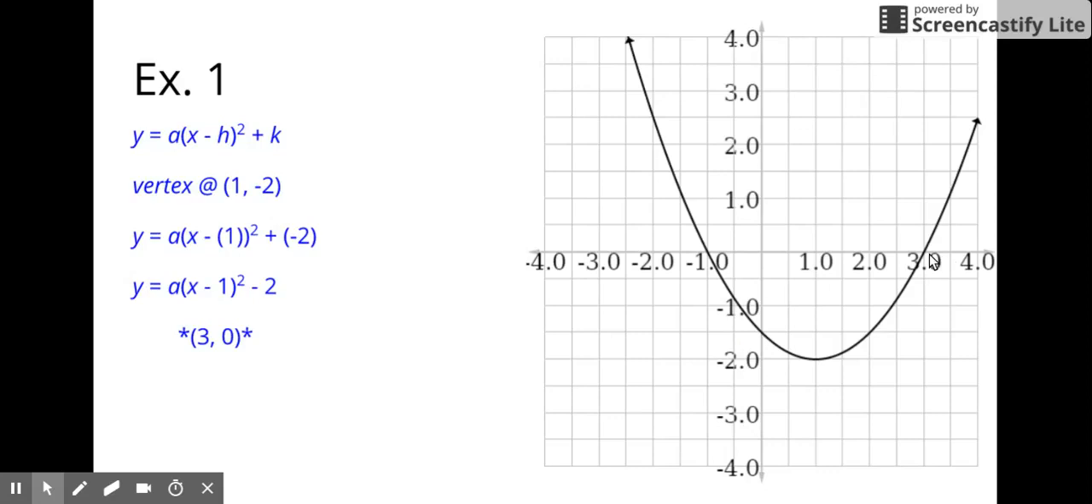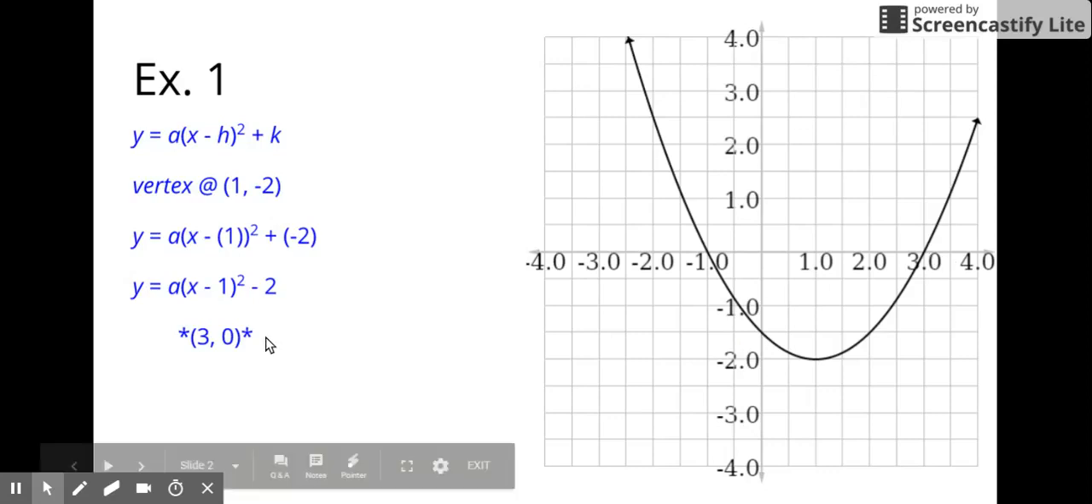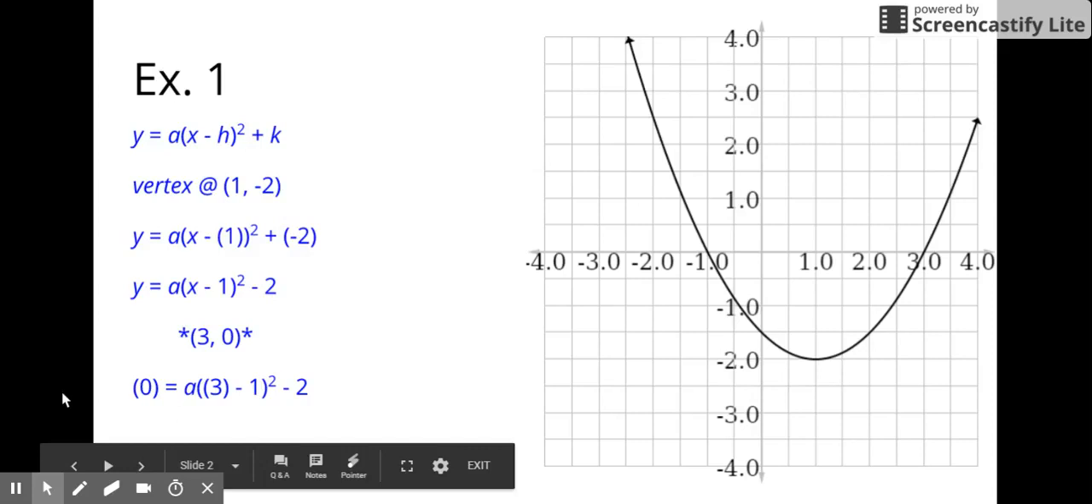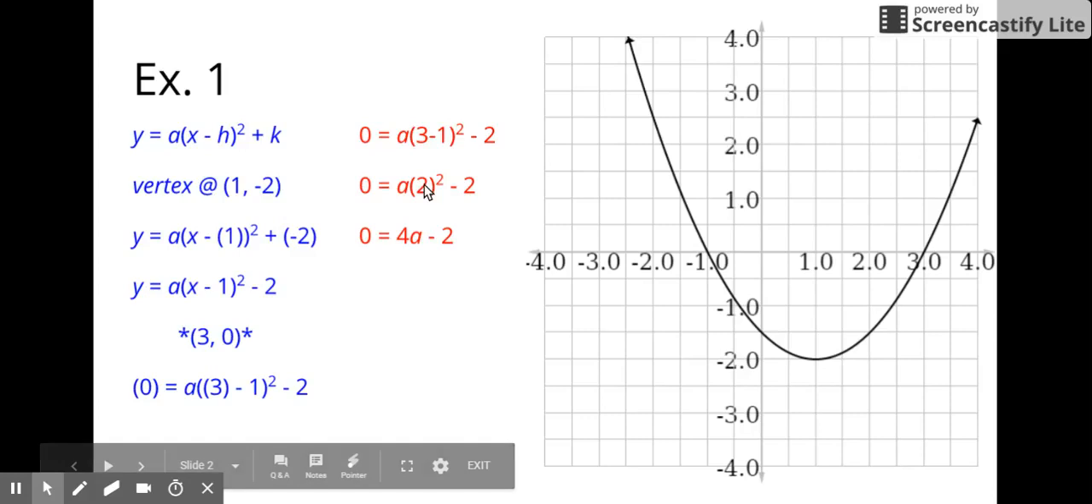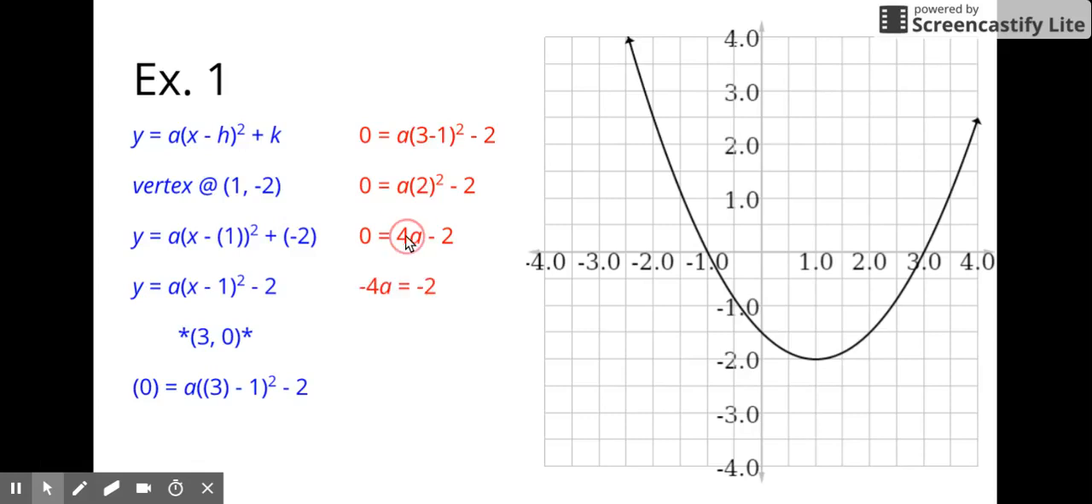So in this case, I'm going to use the x-intercept (3, 0). And I substitute 3 in for x and 0 in for y, and I start to solve for a. I do that first by dropping my parentheses. Then I combine 3 minus 1, and that gives me 2. Then I figure out what 2 squared is, that's 4.